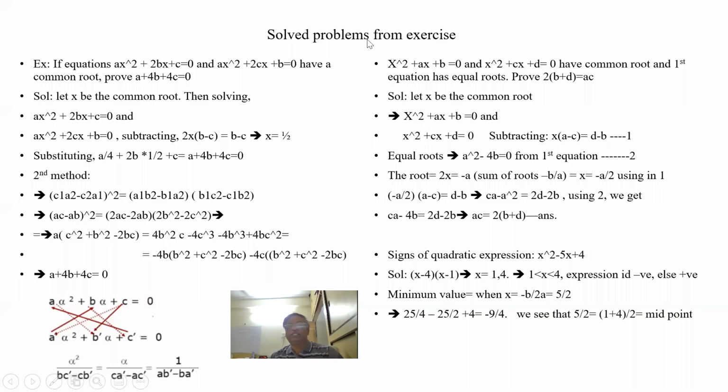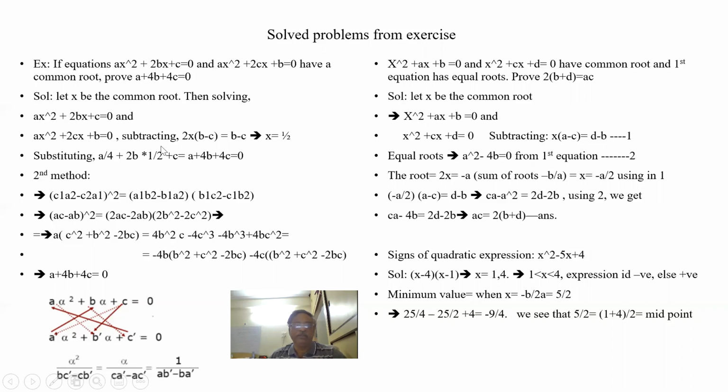Let us see some exercise problems. If these two have a common root, prove that a plus 4b plus 4c is equal to 0. So there are two methods. First method: let x be the common root. Ax square plus 2bx plus c is 0. X square plus 2cx plus b is 0.